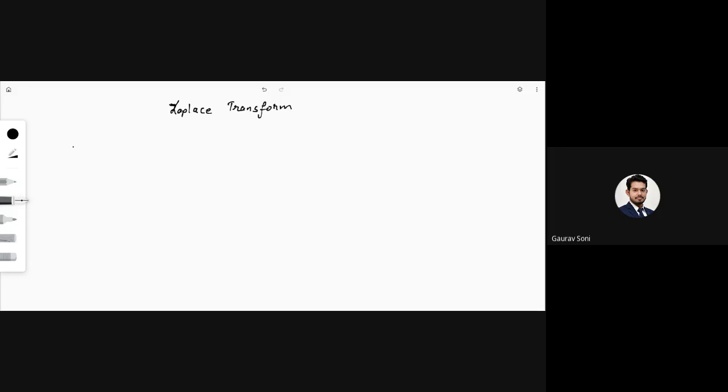So we have done the properties, which means the theorems. Theorems like Laplace of e to the power minus at f of t. This becomes capital F of s plus a, which means that F of s is replaced by s plus a.